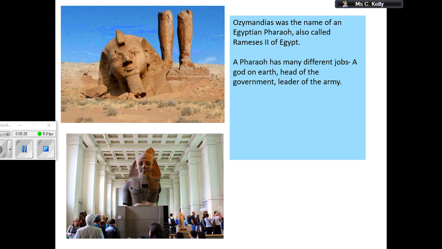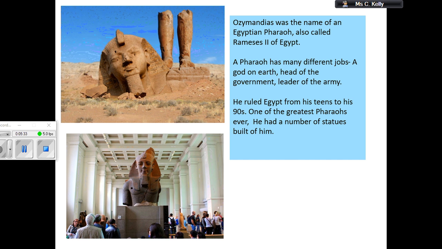He ruled Egypt from his teens to his 90s. So he was one of the greatest pharaohs ever, and he had a number of statues built of him. And if you look at this one down the bottom, this is actually the statue that was brought to England from Egypt at the time that Shelley wrote this poem. So this is the actual statue that the poem is based upon.